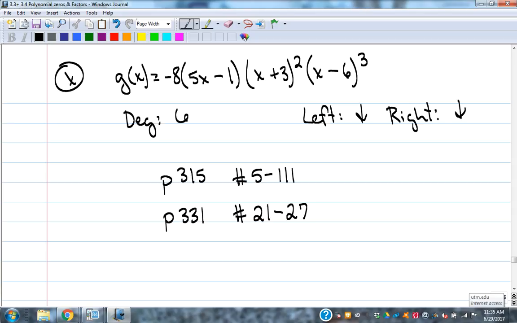The final on Thursday of next week will be 50 multiple choice questions covering the entire thing we've covered all summer. So it covers everything. So make sure you're studying for that stuff.